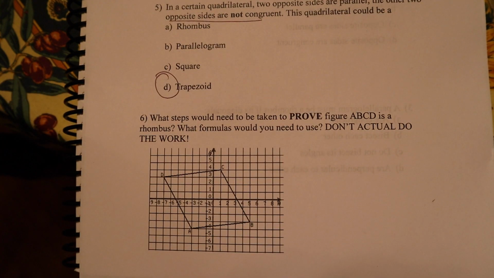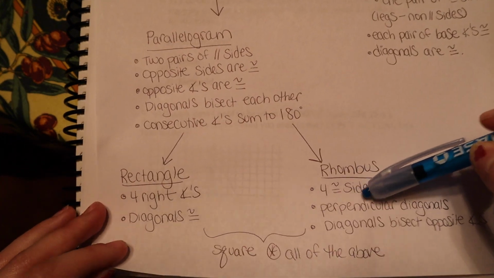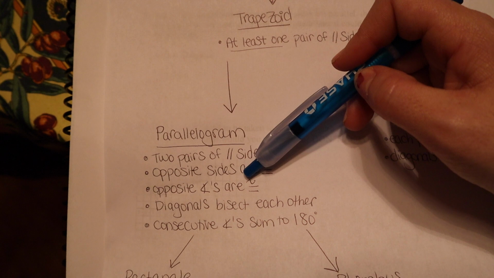What steps would need to be taken to prove that figure ABCD is a rhombus? What formulas would you need to use? Don't do the actual work. Alright, so if I want to show something is a rhombus, the first thing I need to do before I can say it's a rhombus is show that it's a parallelogram.